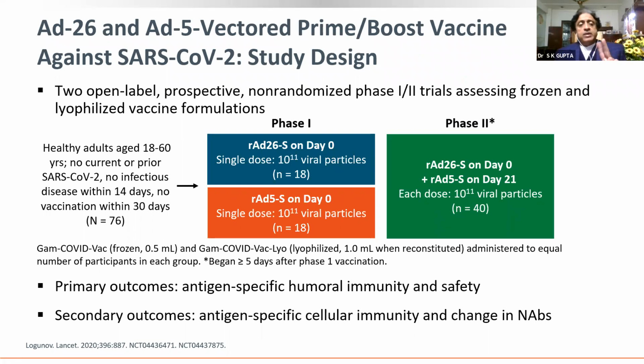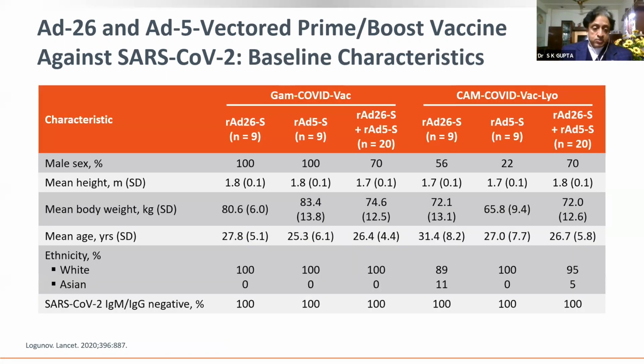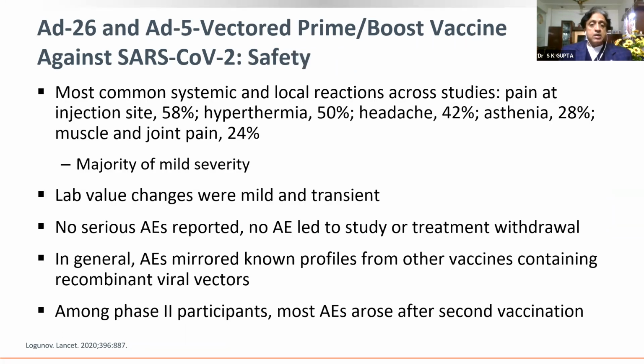Why two different vectors? Because the first vector is able to mount an antibody response, and even if the body develops antibodies against that vector, the antibody response is already there, and it is boosted by the second dose of the other vector vaccine. This vaccine has been approved by Russia for limited use, and you can see there were some systemic and local reactions across the studies: pain at the injection site, hyperthermia, headache, asthenia, muscle and joint pains. Majority of the people had mild symptoms, and there were no major adverse events.